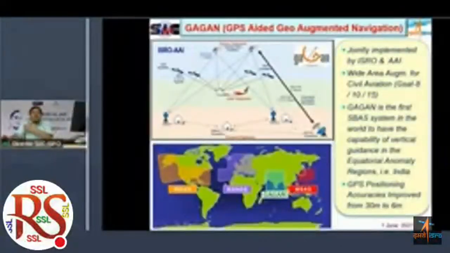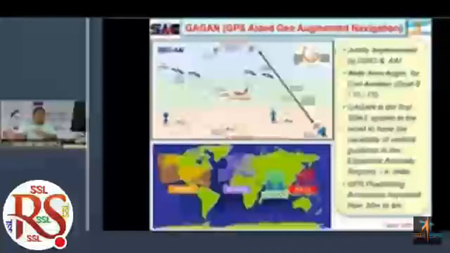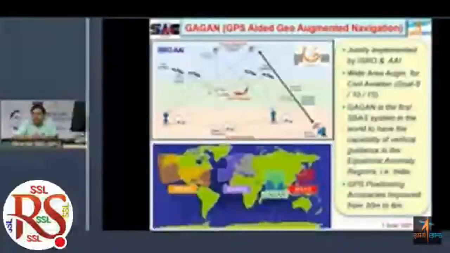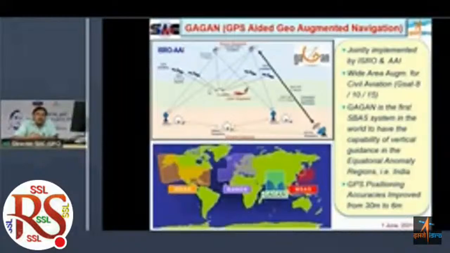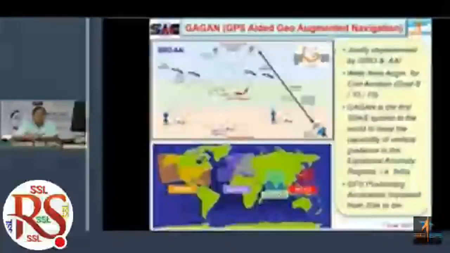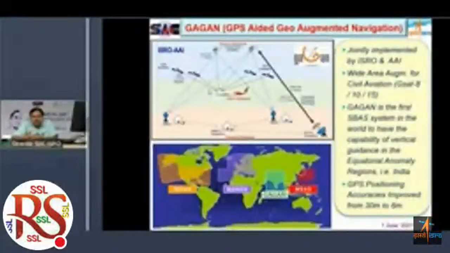As I said, initially GPS, all of you know, it is a very famous architecture, global positioning system. All of you know that. It has been working for the last 45 years, and it is being maintained by the USA. Now, if I want to utilize this GPS accuracy, say a plane moves from India to say USA.